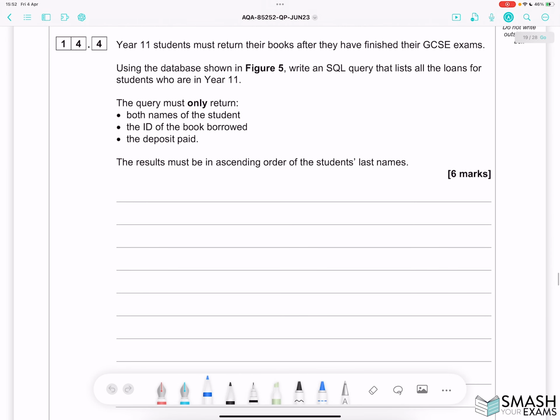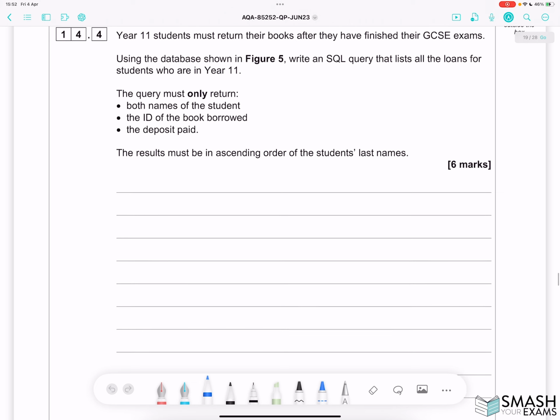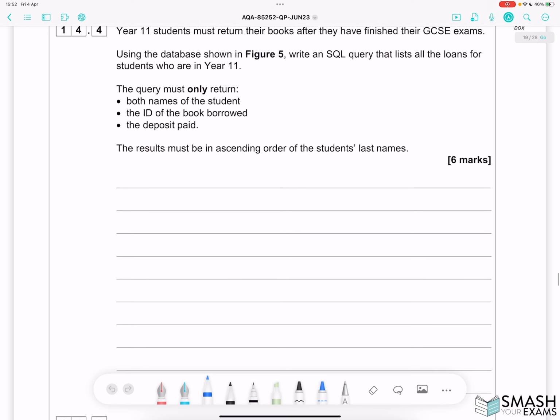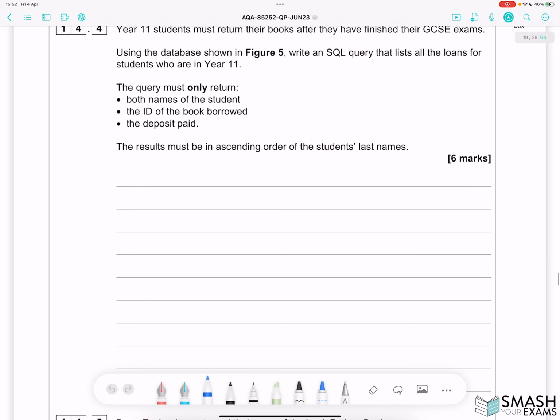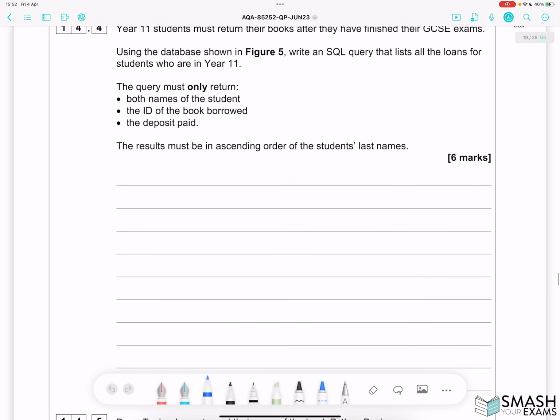So year 11 must return their book. Okay, so using the database, we've got to write an SQL query that lists all the loans for students who are in year 11. The query must only return both names of the student, the ID of the book borrowed, the deposit that was paid. And it says the results must be in ascending order based on the students' last names.